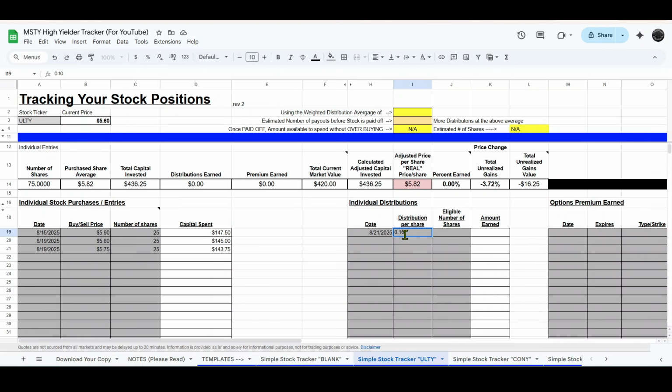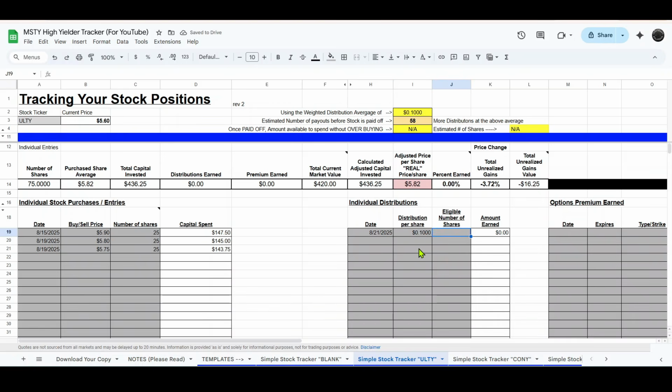But you have to use the full 4 decimal places that they show, because that does change the amount that you actually earn. Every decimal point does matter. So we'll just do the 10 cents because that is exactly what was announced. 0.1000, right? And we enter that in right there.